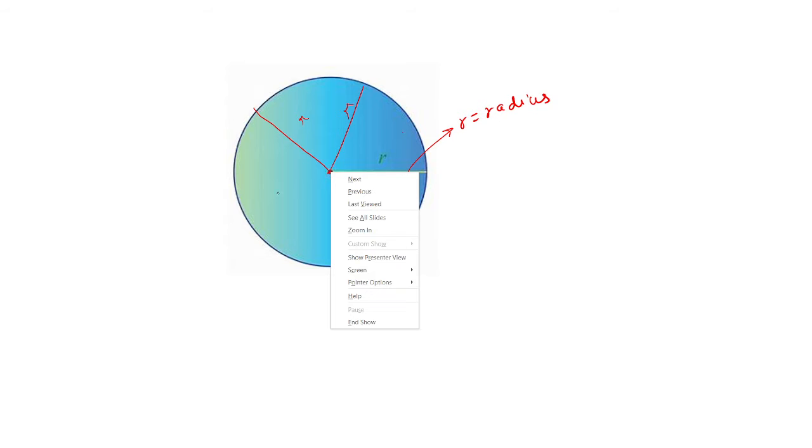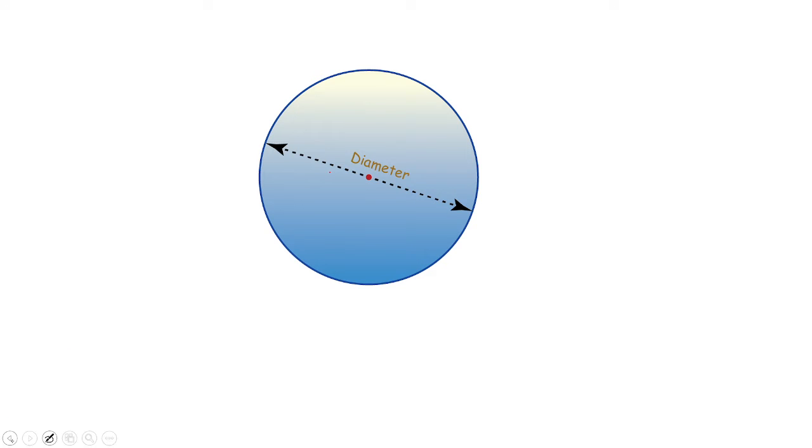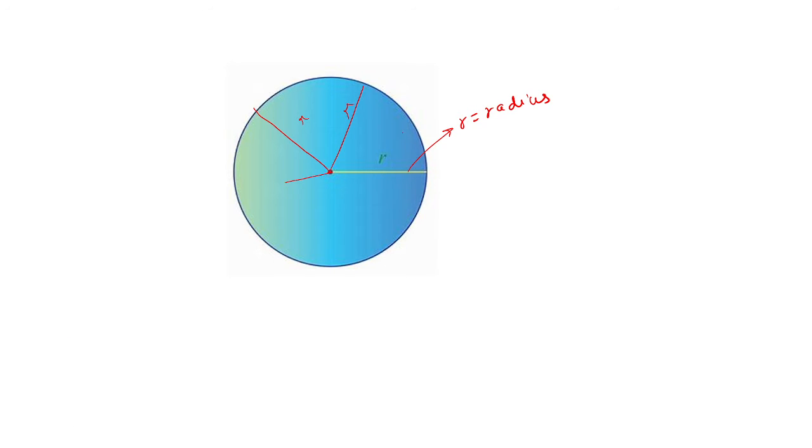So this is a given circle, right? Now, the R here represents radius. So radius is actually a straight line you draw from the center of the circle to the other end, clear? So all of these are all radius, okay? There are many radius you can draw anywhere, but any straight line you draw from the center of the circle to the other end, to this border, is called a radius, clear?